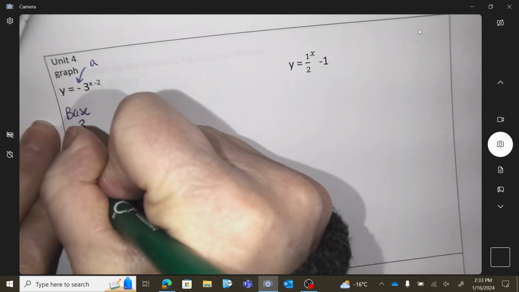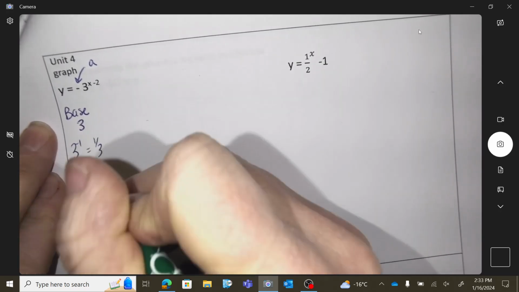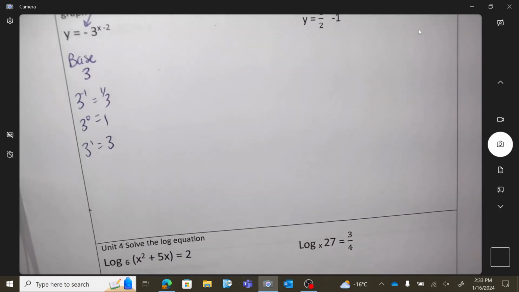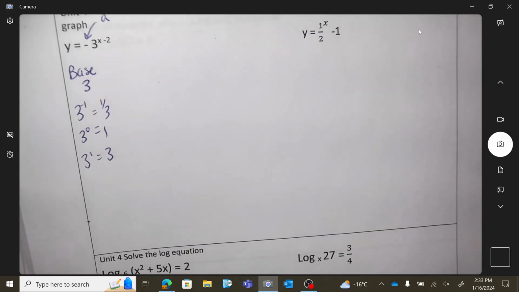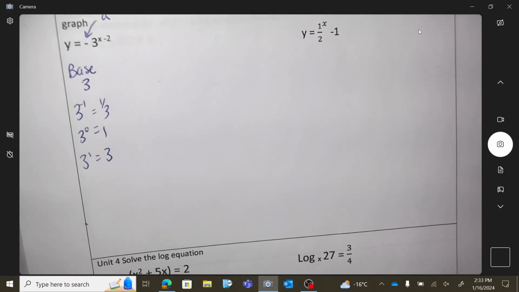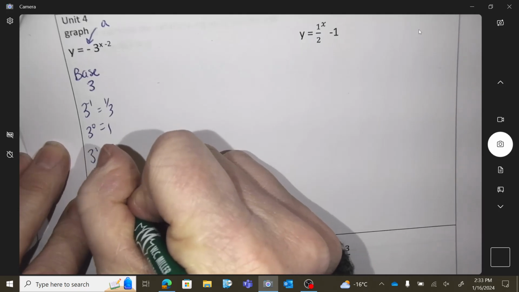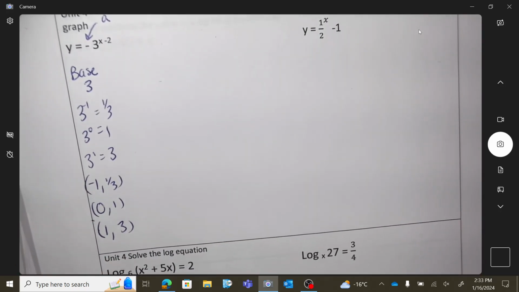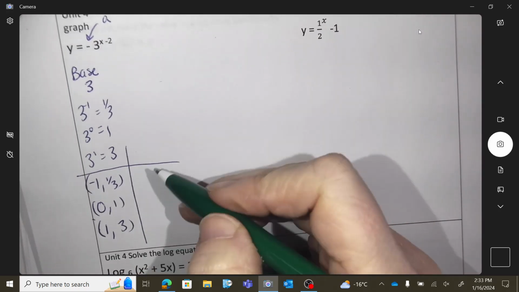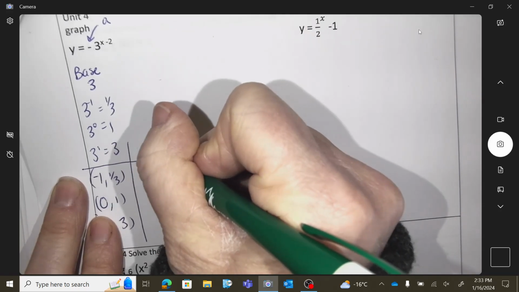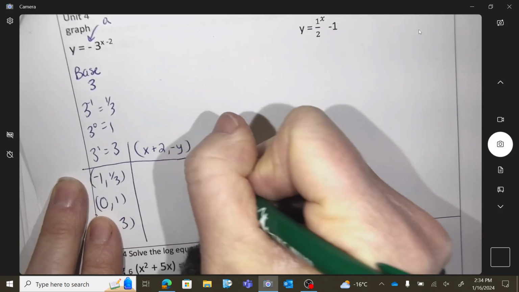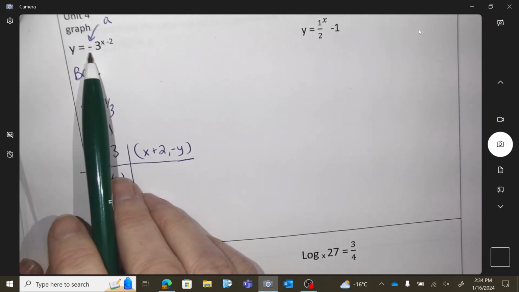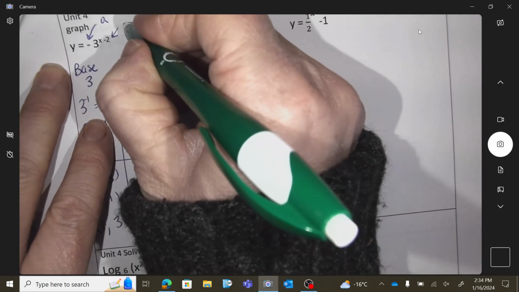Okay, so 3 to the -1, 3 to the 0, 3 to the 1. If it is an exponential, you should write your coordinates exponent, comma, result. Okay, now I go back to my transformations. There was an A, and then this would be a C.